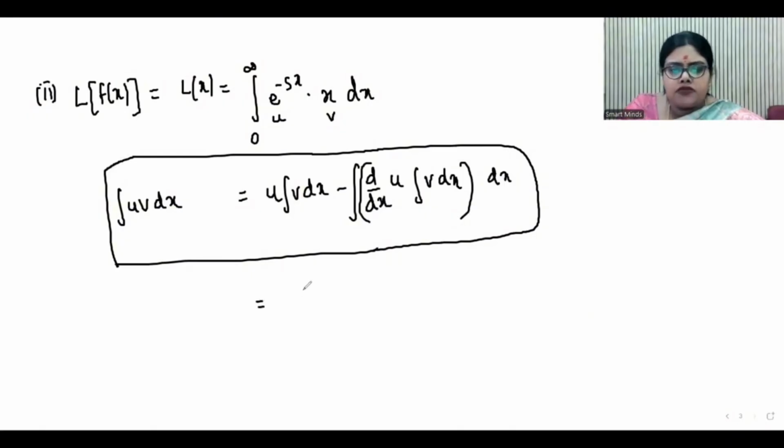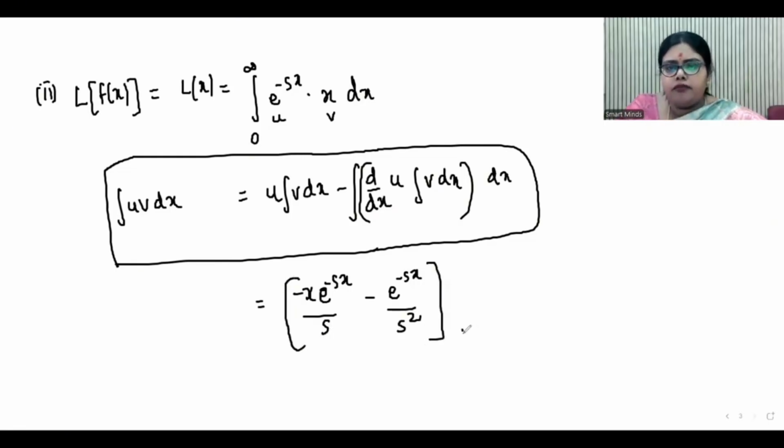So if you apply this formula, you will get minus x e power minus sx by s minus e power minus sx by s square, from 0 to infinity. Now if you apply first infinity then minus 0, upper limit minus lower limit, you will get 1 by s square.